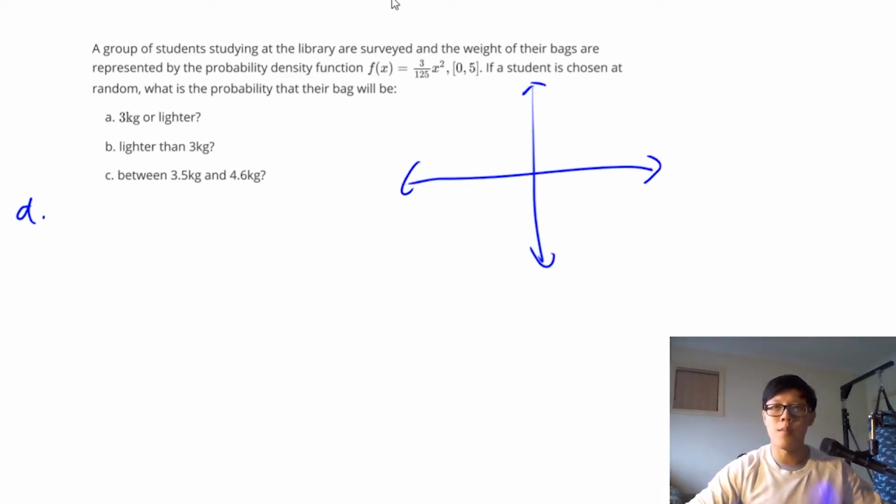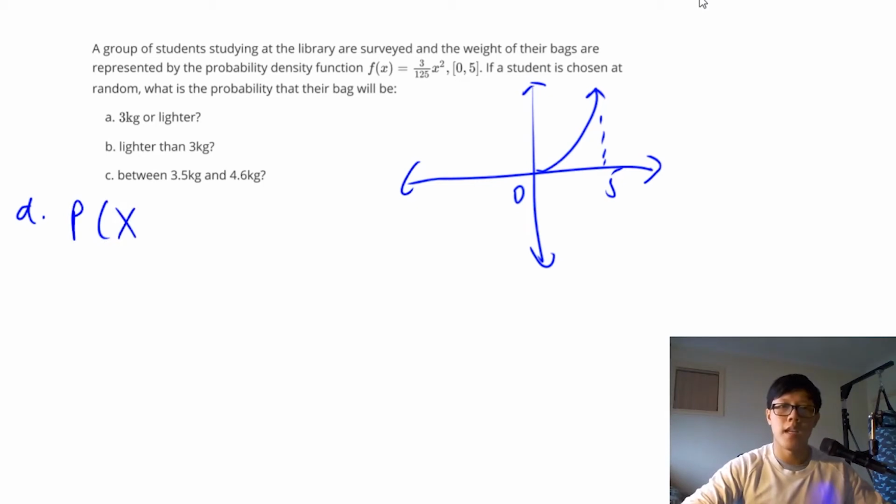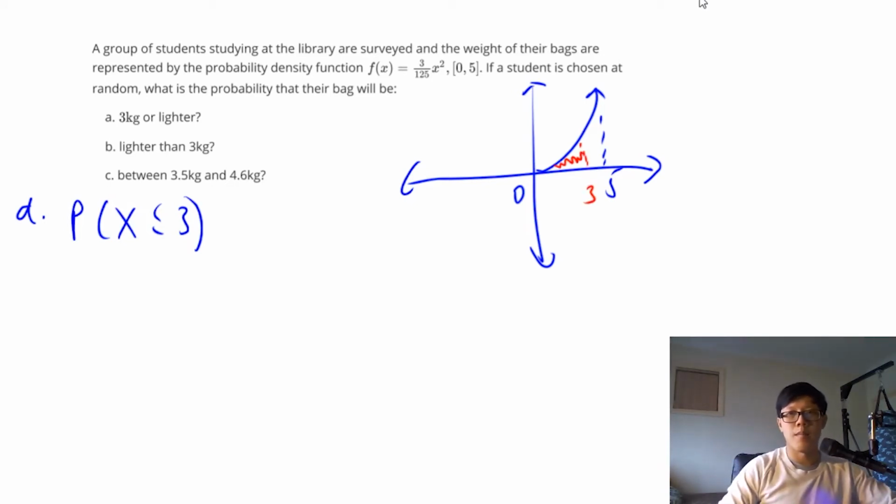And then the first thing I'm going to do is just draw this probability density function. This isn't necessary to figure it out, but I think it's a good way to explain what's happening. So we're trying to find the probability that it will be 3 kilograms or lighter. So P(X), our random variable, is going to be less than or equal to 3. Then what we're trying to find is this area here. We're trying to find the area underneath the curve from 0 to 3. So the way we do that is by integrating.